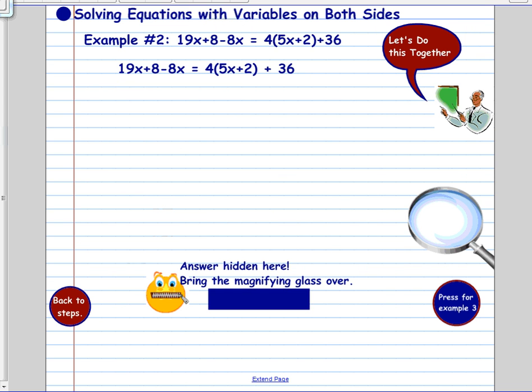All right, so our next example looks like this. It's 19x plus 8 minus 8x equals 4 times the quantity of 5x plus 2 plus 36. I know it looks scary, it looks like a lot, okay? However, I really want you guys to just concentrate on the steps, take it step by step. So first off, we know this side is not going to change because we need to distribute first, and the distribution is on the other side of the equal sign.